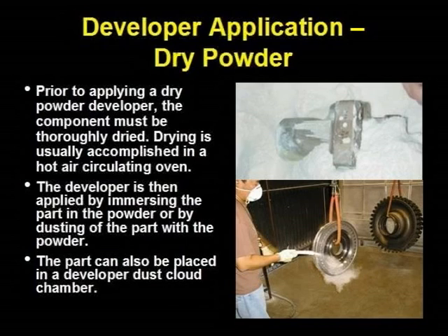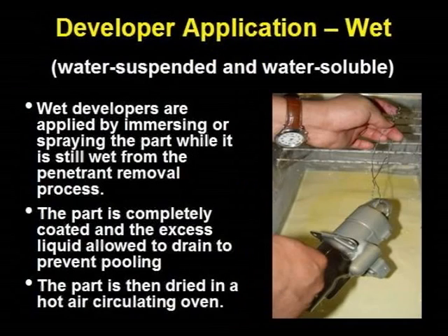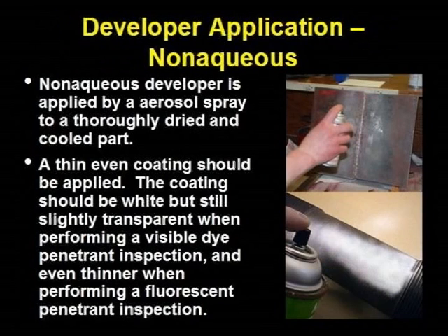The test article must be dry before applying dry powder. Thus, drying is part of the application process. Dry powder may be applied by immersion, dusting, or placing the article in a dust cloud chamber. Wet developers may be applied while the test article is still wet from the removal process. After the excess liquid drains, the part is then dried.